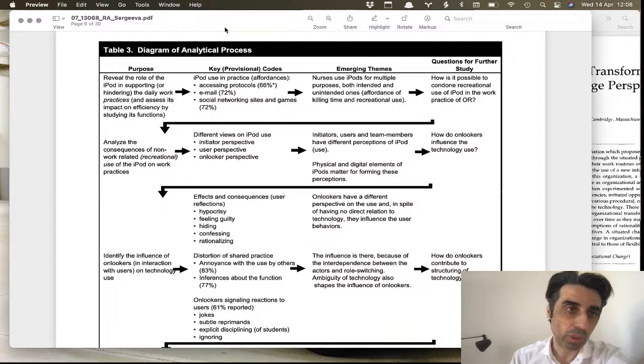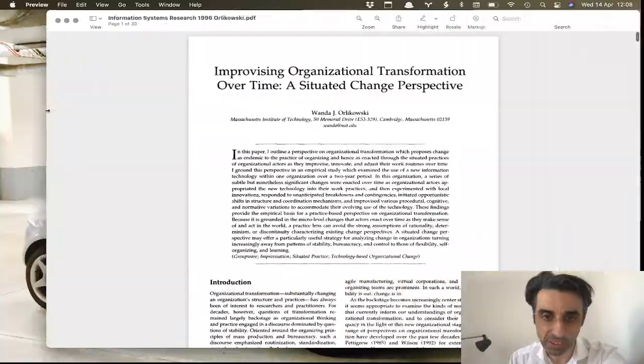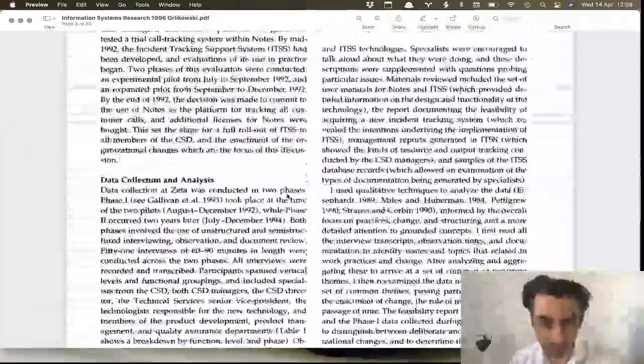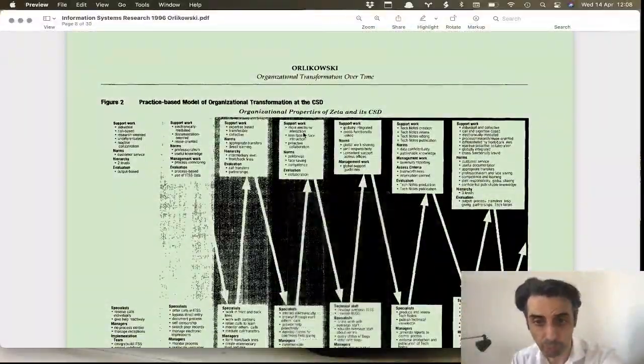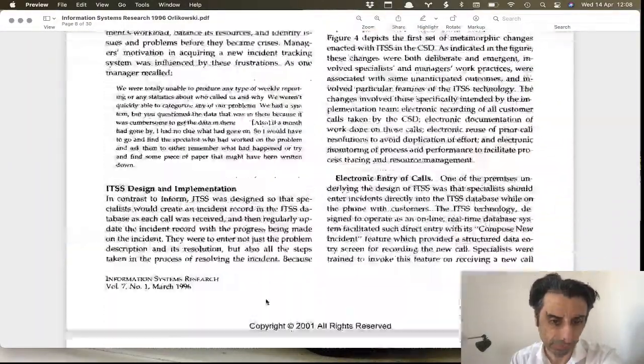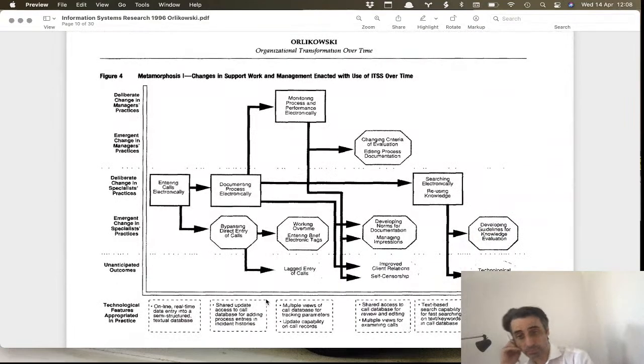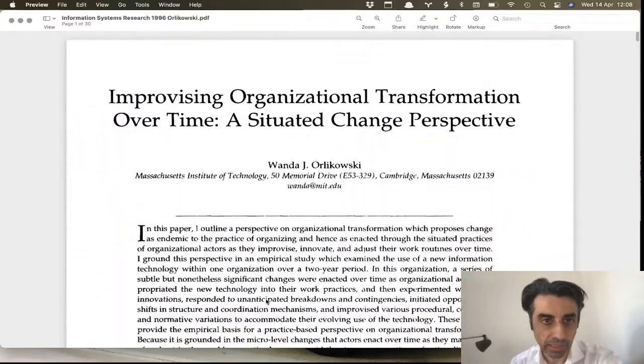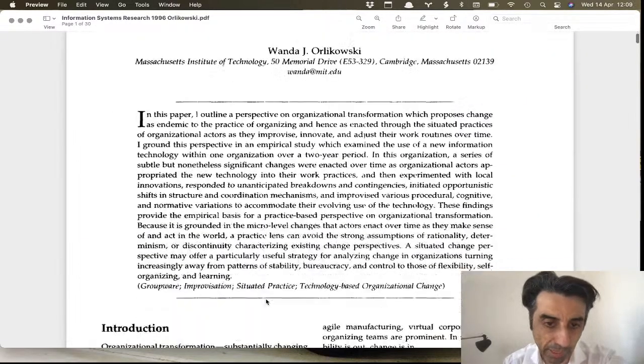Now, what I want to show you is my hands down favorite representation of results, of analysis, not the process, but the outcome of the process, okay? And so, this is a piece by my advisor, Wanda Orlikowski, in 1996. I'll just show you the first page so you can see the title. Improvising Organizational Transformation Over Time, a Situated Change Perspective.